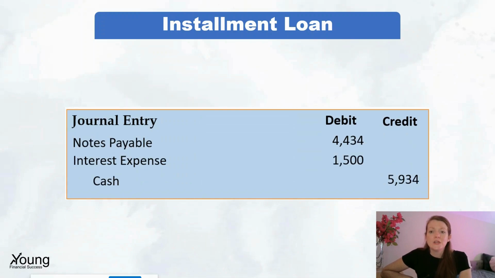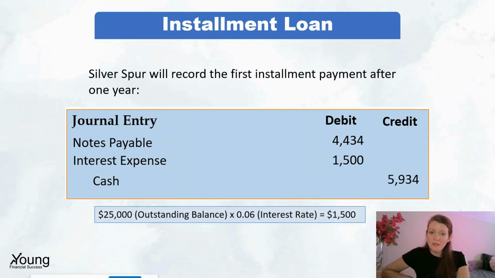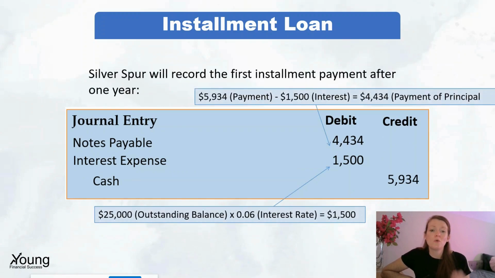All right. So then when it comes to actually recording the payments at the end of each year, every single year for the 5 years, we just calculated it, they'll be paying the $5,934. But part of that's going to interest, part of it's going to go to paying down the notes payable. So to calculate the interest, you want to take the outstanding balance, which in this case was $25,000.